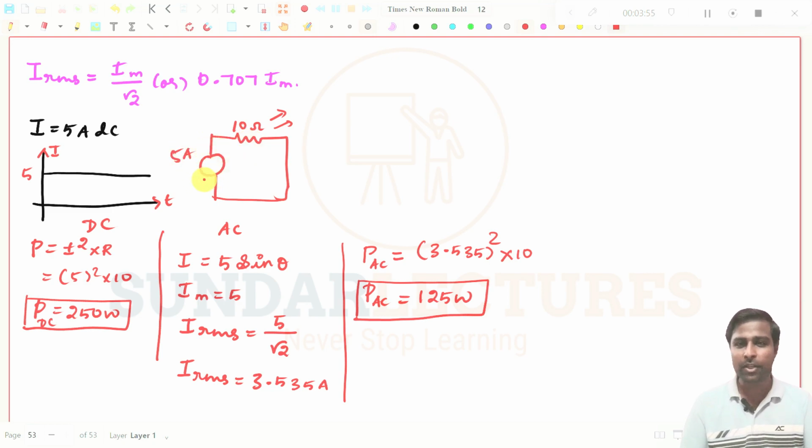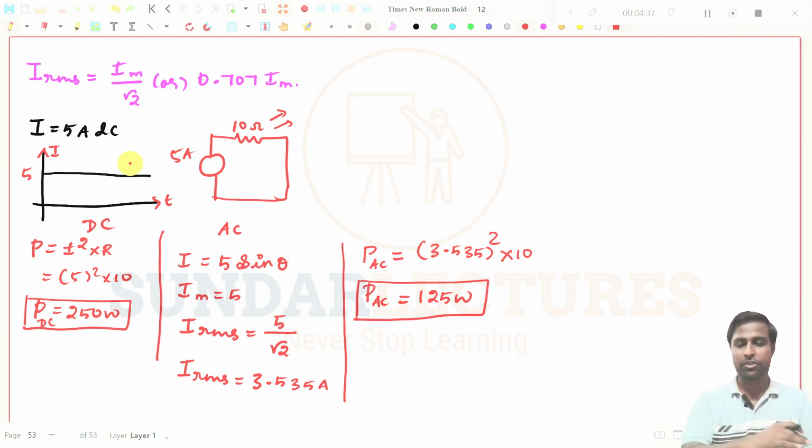what is the current you need to give here? It is not 5 maximum amperes. That means 5 amperes of maximum current in an AC quantity will not produce the same amount of heat energy that is produced by the maximum value in DC, because in DC 5 amperes will be the maximum throughout all the times. So you have to understand very clearly that 5 amperes of DC current is not the same as 5 sine omega t in an AC current.